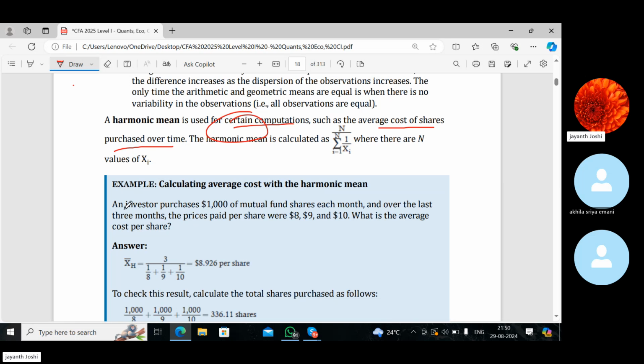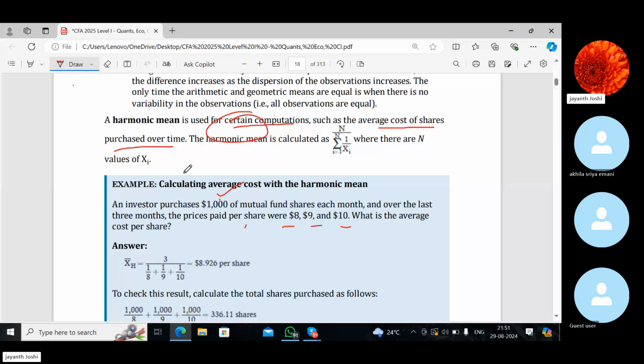Here you can see an investor purchases $1,000 of mutual fund shares each month. He purchases $1,000 worth of mutual fund shares each month, and over the last 3 months the prices paid per share are given. So over a period of time, they are asking for the average cost of shares purchased. There is a way to find the average. The average can be found through the arithmetic mean, and you can also find it through the harmonic mean.